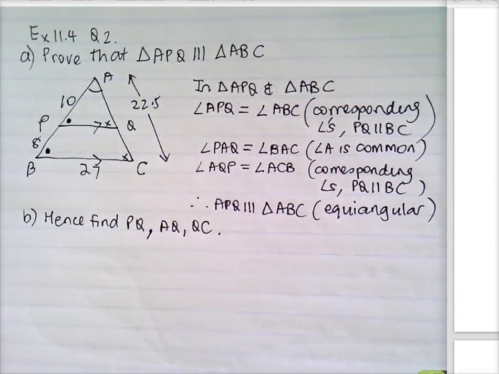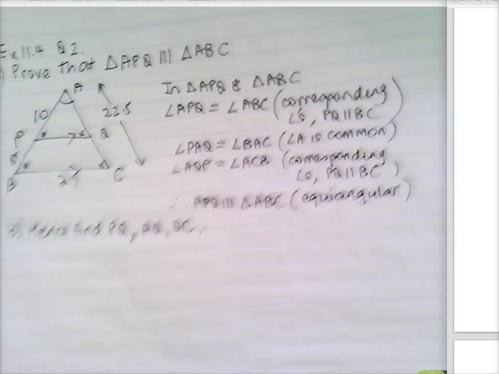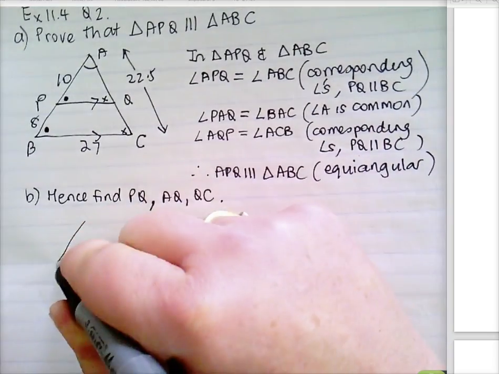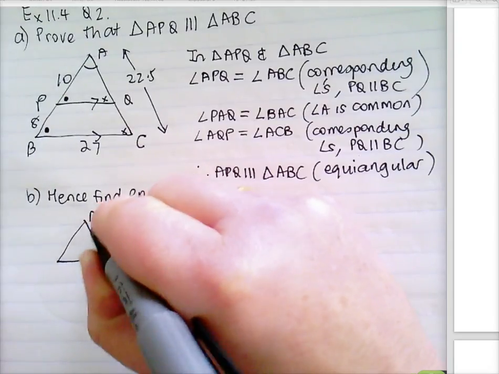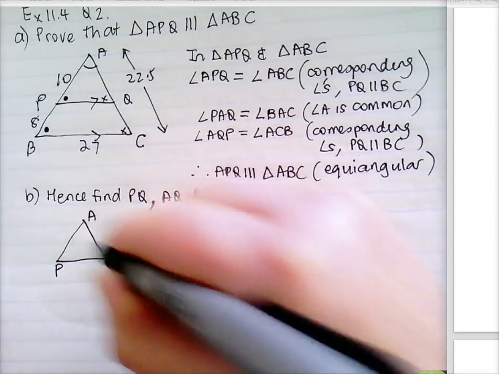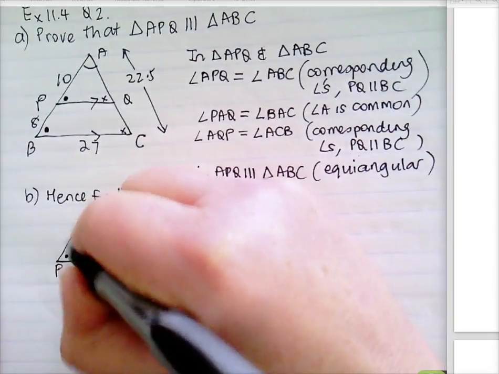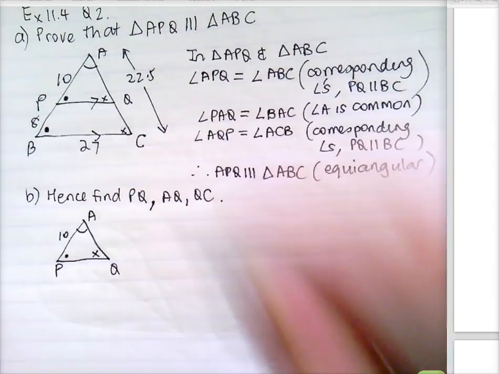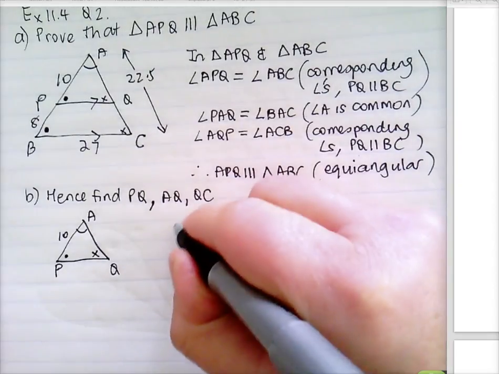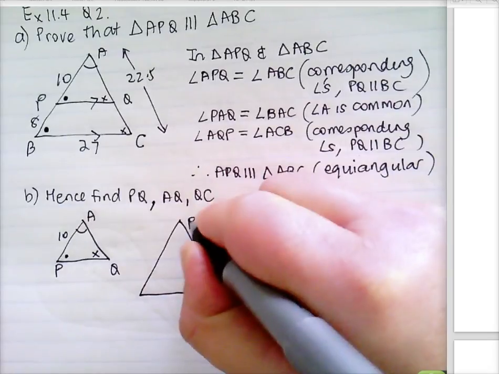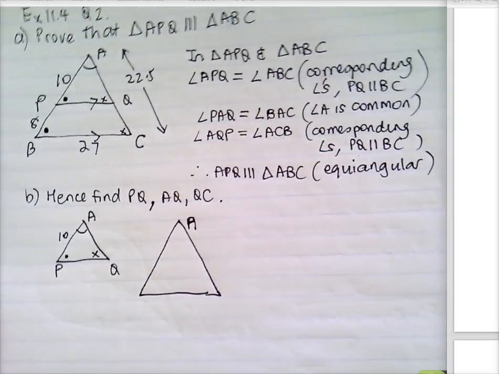So you have to find all those side lengths. Now this is where I really want you to draw the triangles separately. So I'm going to draw the small triangle here, APQ, with all its markings, arc, dot, cross, and put in the side lengths. This one's 10, that's all I know. It's really, really important to do this, girls. Please don't be lazy.